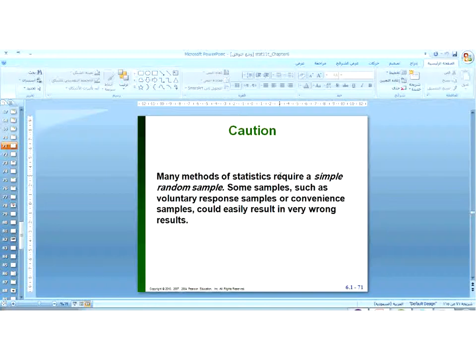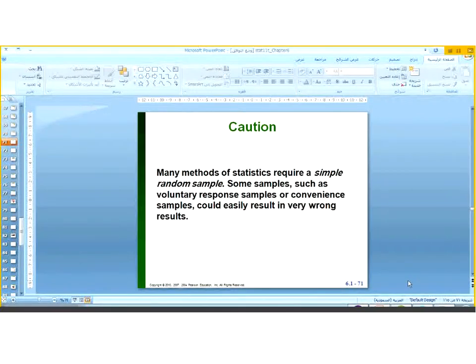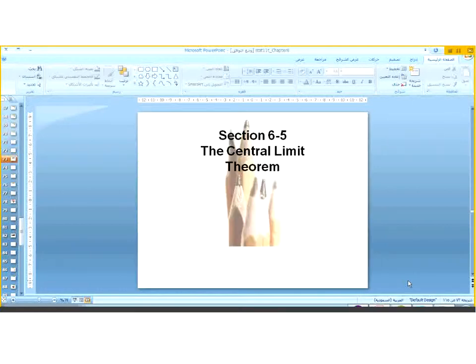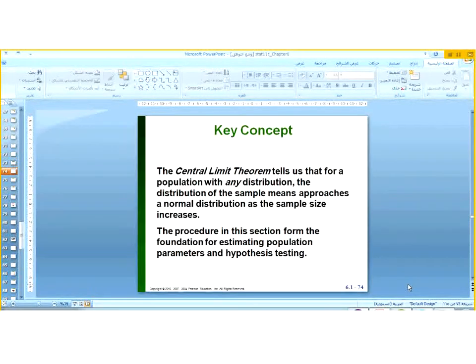Quotation here. Many methods of statistics require a simple random sample. Some samples, such as a voluntary response sample or a convenience sample that we covered in chapter 1, could easily result in very wrong results. You see, we said they are bad samples which will give me very wrong results. The central limit theorem.